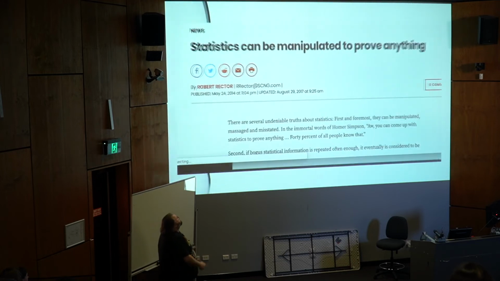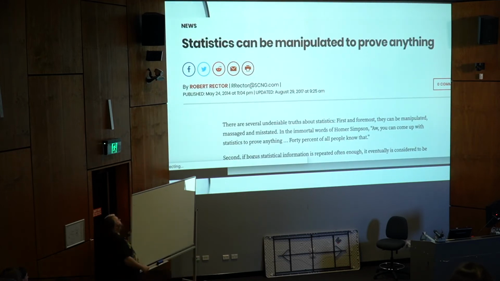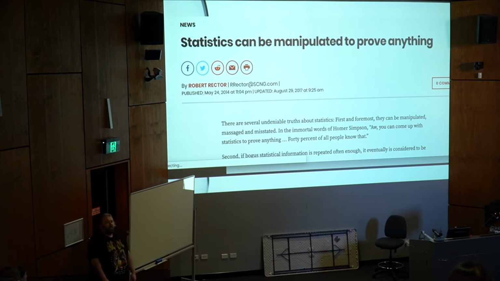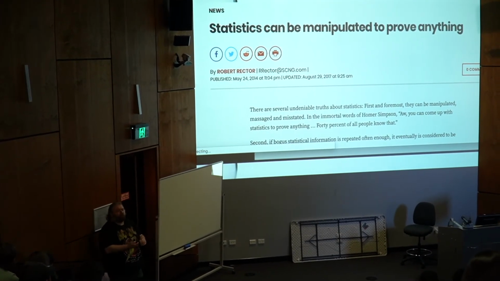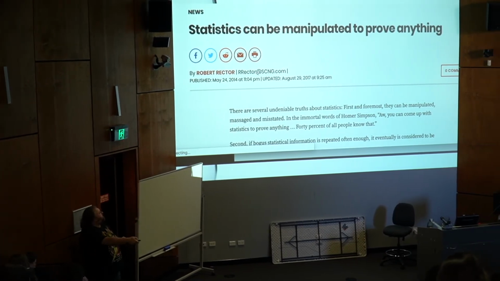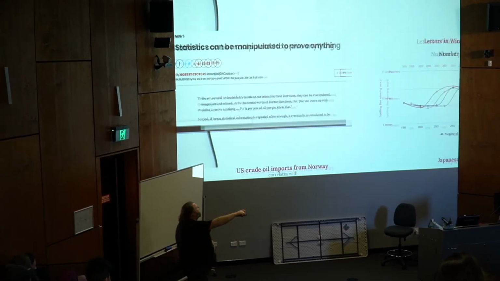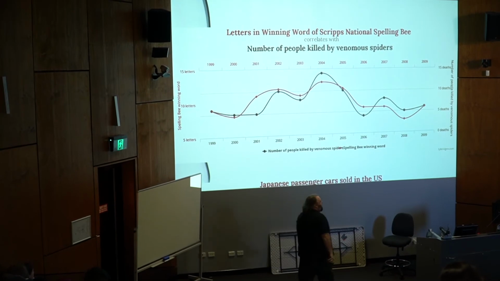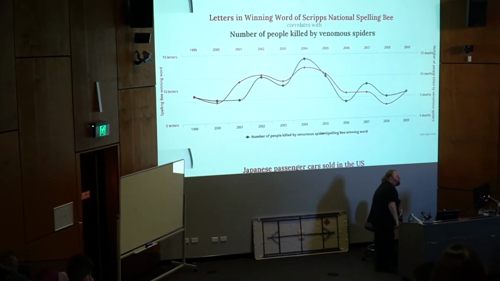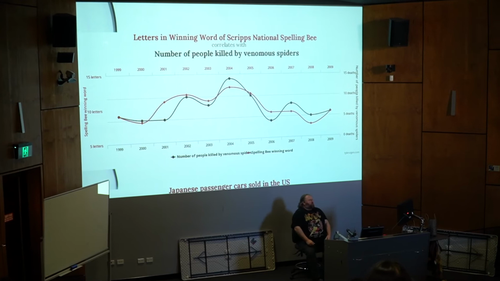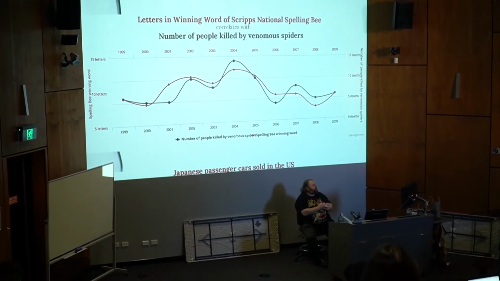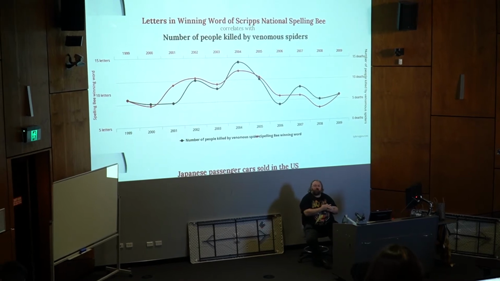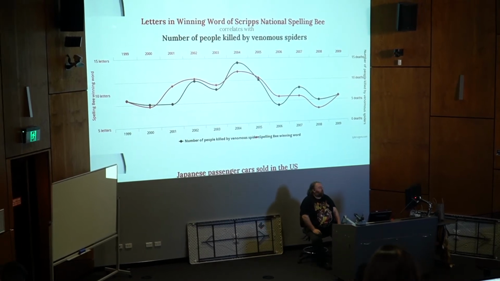So we're going to have a look at a few of these graphs here. Statistics are manipulated to prove anything. 11 out of 10 people will tell you that. Let's go back to our graphs here. This one here, letters in winning word. So, spelling bees are a huge thing in the US. But the bigger the word in the spelling bee competition, the more likely people are going to be killed by venomous spiders in a year. No, there's no correlation.